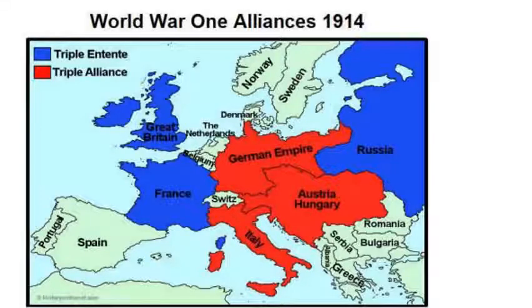So here are the World War I alliances in 1914. The Triple Entente, also known as the Allies: Great Britain, France, and Russia. This will be the alliance that the United States will eventually join. And we have the Triple Alliance, also known as the Central Powers: the German Empire and Austria-Hungary.